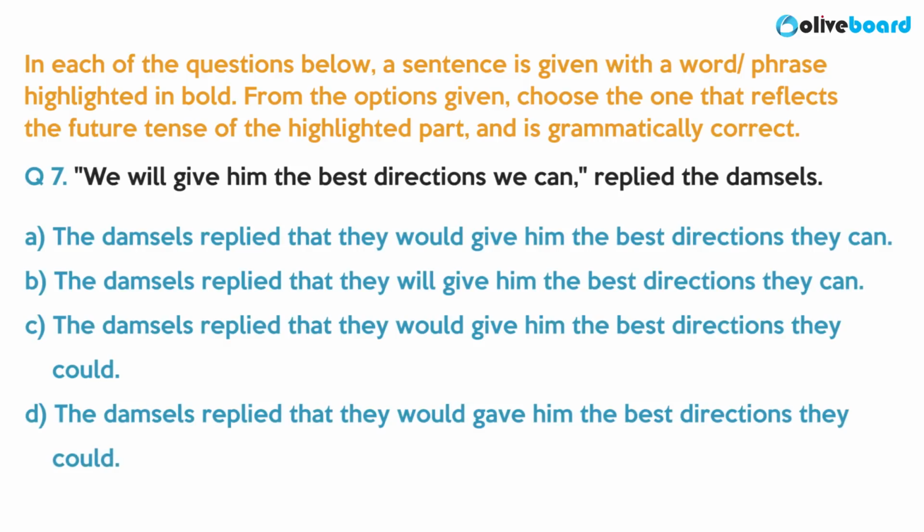Now here, the correct option is option C. The damsels replied that they would give him the best directions they could. When converting from direct to indirect speech, the modal verbs will and can will change to would and could. This eliminates option A and B. Again, the verb give will remain as it is. Will give would turn only to would give. This eliminates option D. Hence, option C becomes our right answer. This is a popular question type, especially for SSC exams.